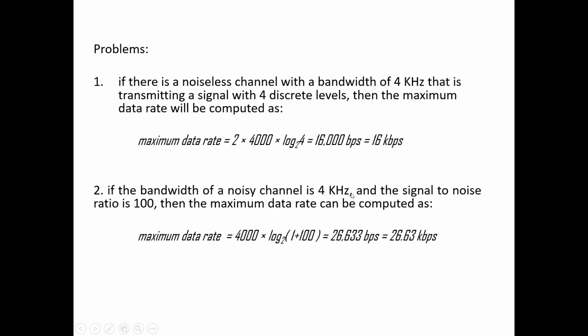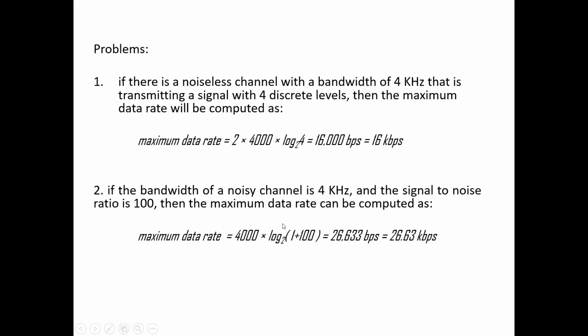So 4000 into log 2 of 1 plus S by N. Here the signal to noise ratio is 100, so S by N is equal to 100. So 1 plus 100. After solving this, the answer is 26,633 bps. Converted into kilobits, that is 26.63 kbps.